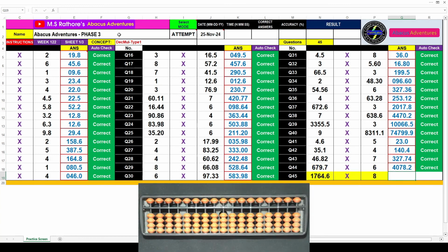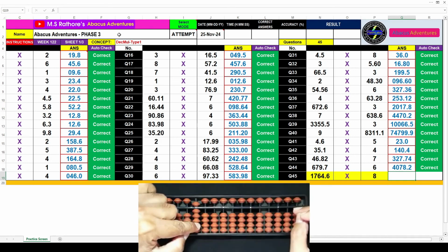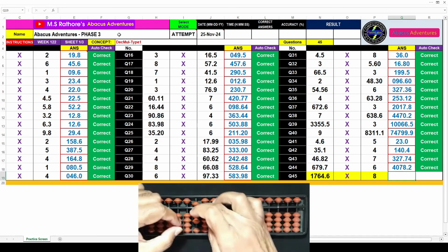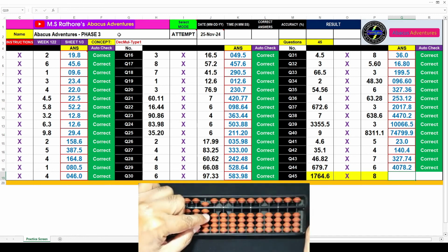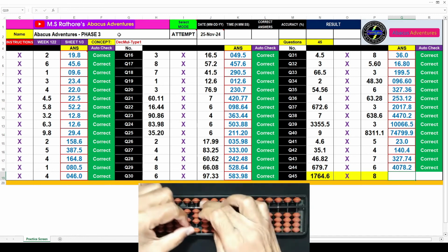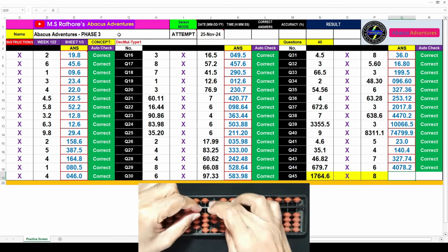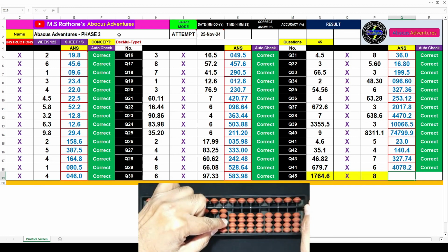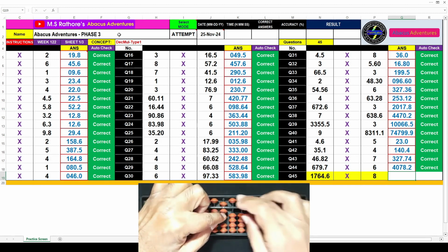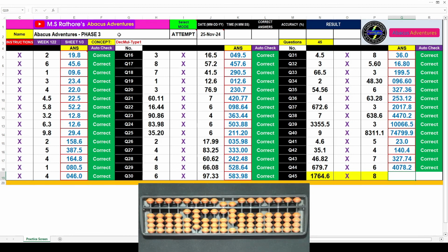Last question of this worksheet, question number 45. 1764.6 multiplied by 8. So let's place the finger on rod number 5 here. 8 1s are 08, shifted. 8 7s are 56, shifted. 8 6s are 48, shifted. 8 4s are 32, shifted. 8 6s are 48. And the answer is 14116.8.